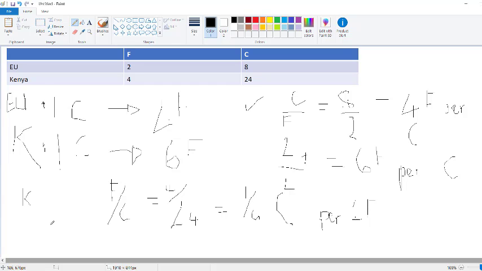Similarly, you can do this for the EU, and when you do that for the EU, you're going to find your answer is 2 over 8, which is a quarter.